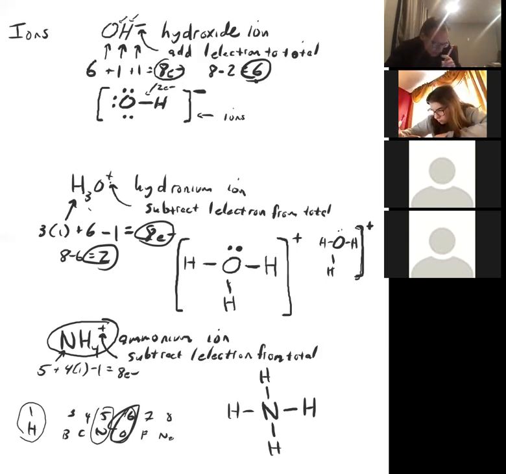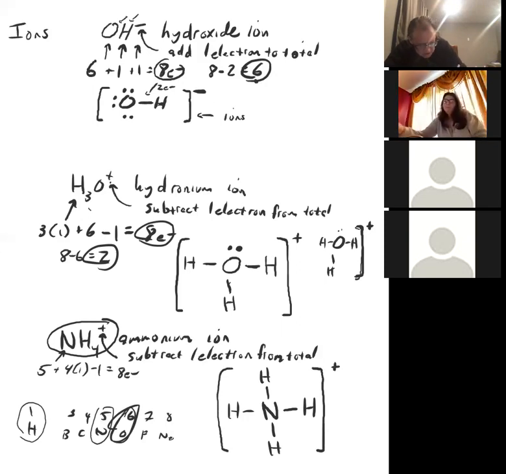Okay, now you count up your electrons. Each bond is 2, 2, 4. We're out of electrons. We've already used 8. So there's no lone pairs here. But again, don't forget the brackets. It's an ion, so it's got to have the brackets and then the charge outside that.